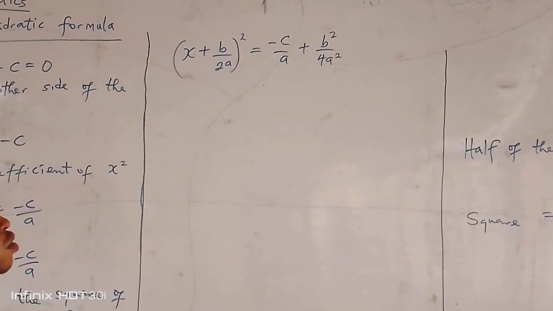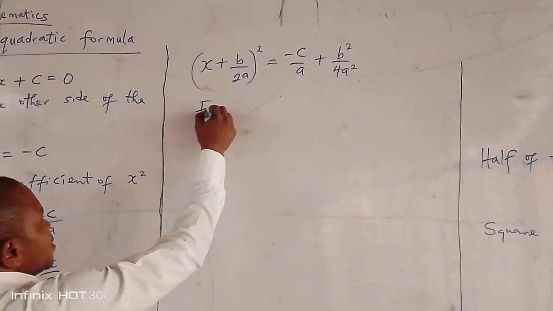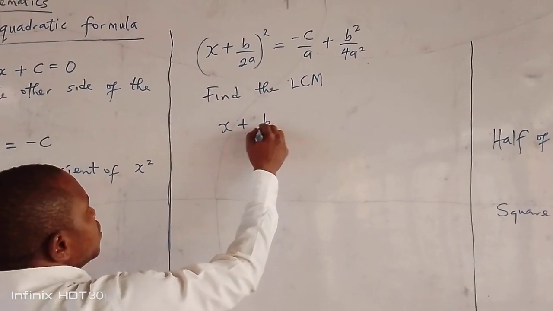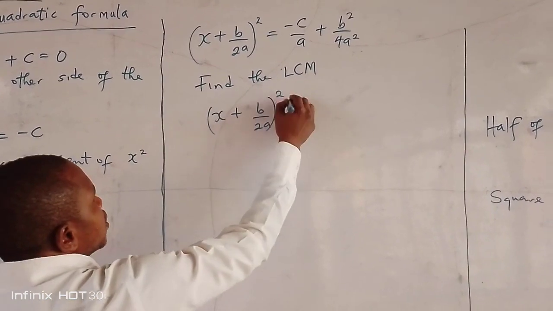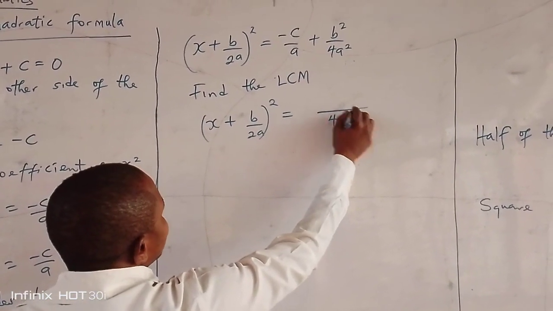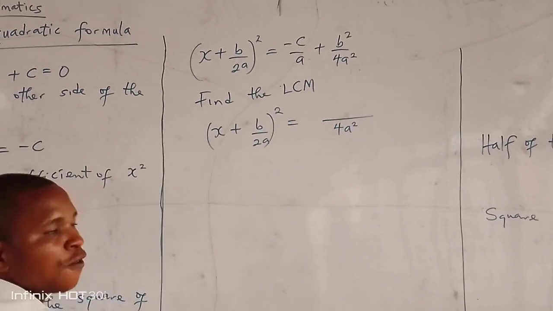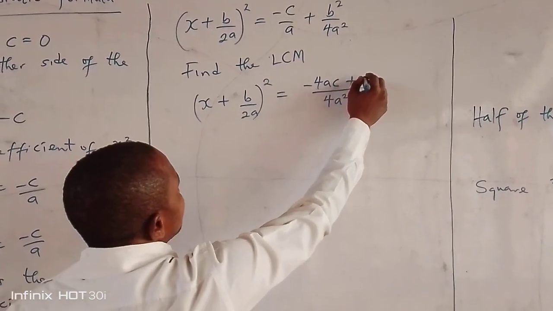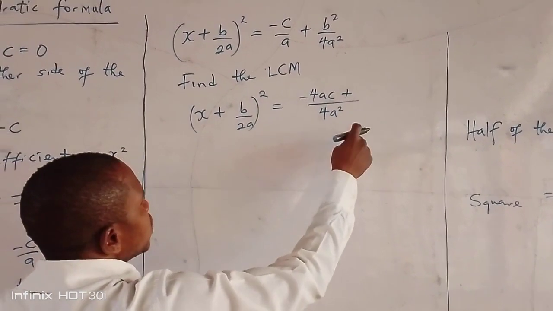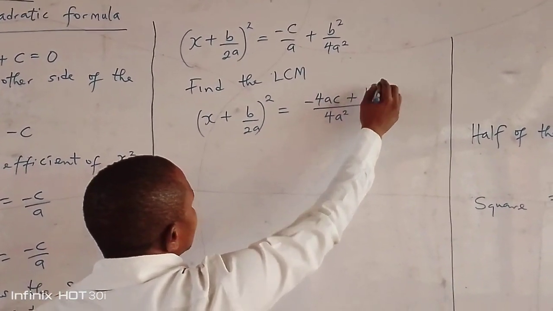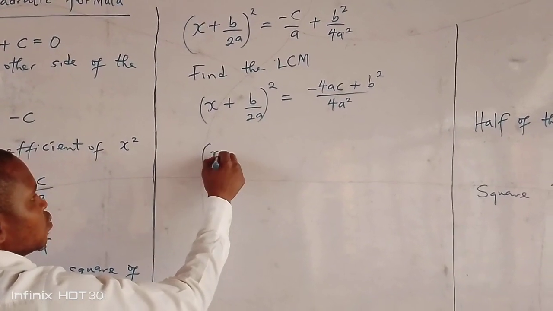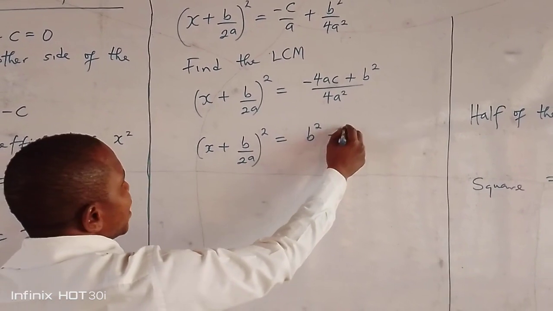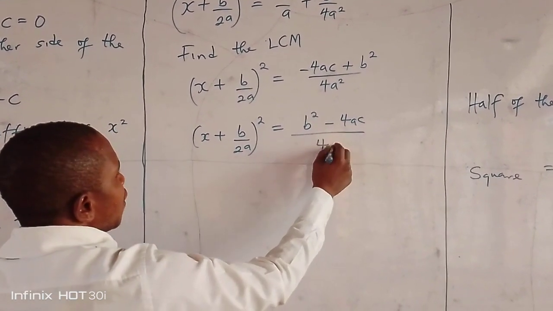Then the next thing to do is to find the LCM. So we have (x plus b over 2a) squared is equal to, the LCM is 4a squared. a in 4a squared, we have 4a left. 4a times minus c will give us minus 4ac, plus 4a squared in 4a squared will give us 1. 1 times b squared will give us b squared. And you can rewrite this. You have (x plus b over 2a) squared equals b squared minus 4ac over 4a squared.